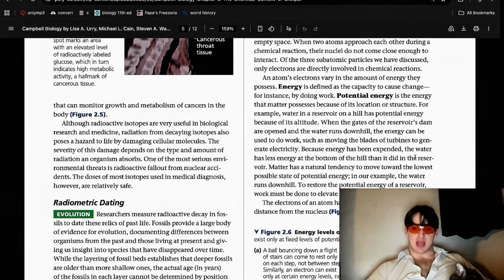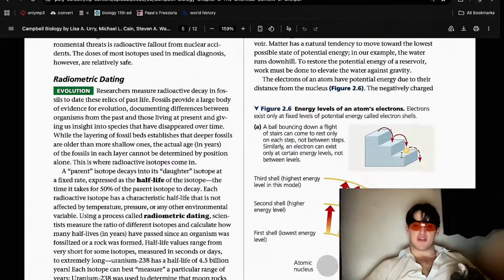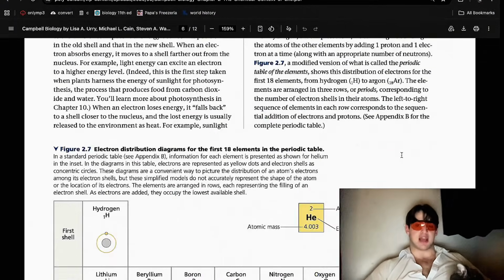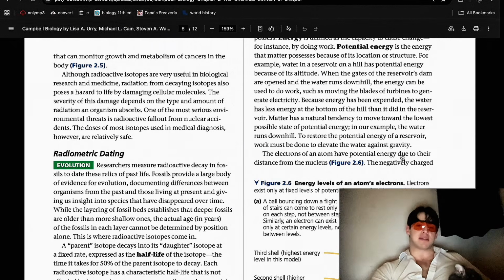I'm just going to finish out this paragraph. Because energy has been expended, the water has less energy at the bottom of the hill. We already read that. Yeah, we already finished the paragraph. What about the section? Yeah, we got a good bit left in this section, so I'm going to leave it there. We're going to get back to this another time.